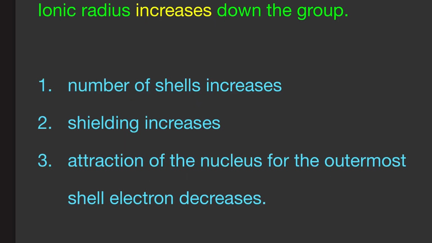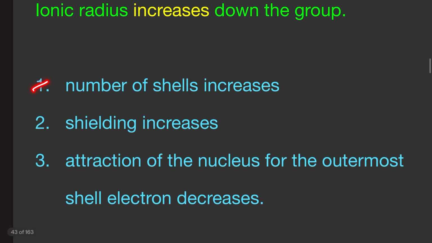Ionic radius increases down the group, and it increases for the same reasons as the atomic radius increases down the group. Understand that all the members of the same group form ions in the same way. For example, all elements of group 1 produce ions by losing 1 electron from the outermost shell, and all elements of group 7 form ions by gaining 1 electron in their outermost shell.